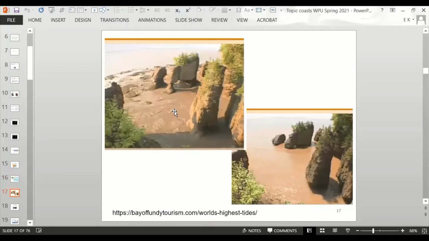So here are a couple of photos showing you an area of the Bay of Fundy. Here the water level is out during low tide, and here the whole area is inundated during high tide.